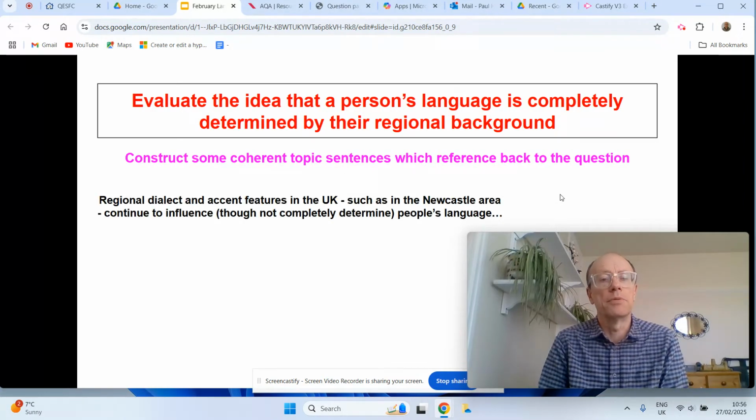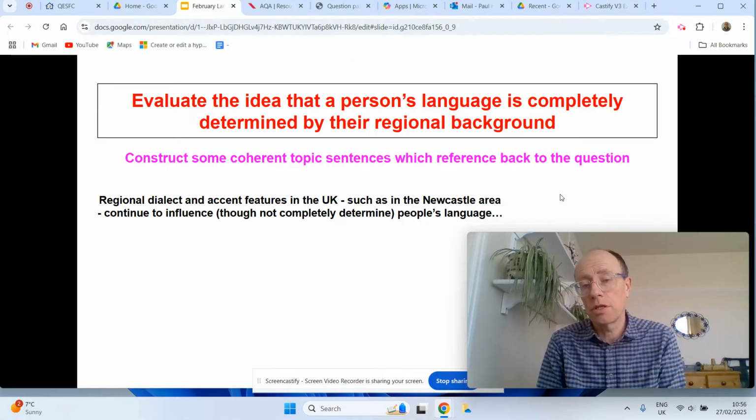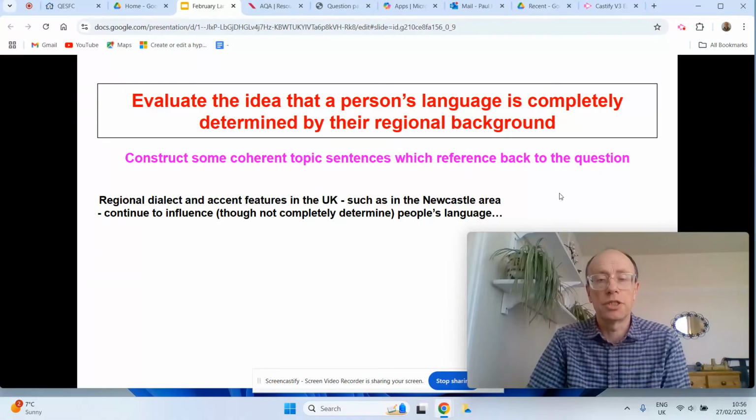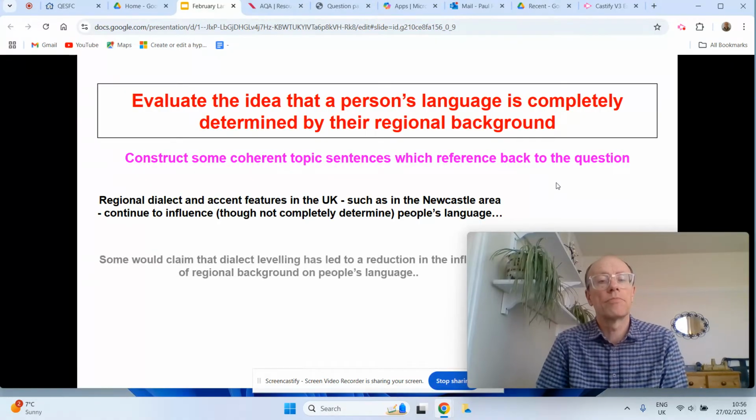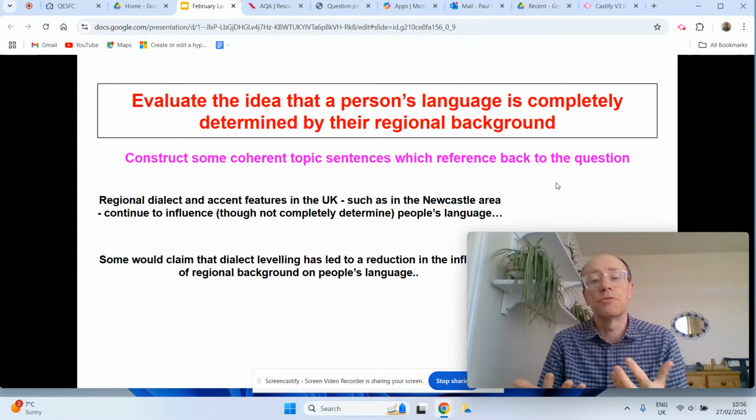Here are some examples. Regional dialect and accent features in the UK, such as in the Newcastle area, continue to influence, though not completely determine, people's language. Some would claim that dialect levelling has led to a reduction in the influence of regional background on people's language.